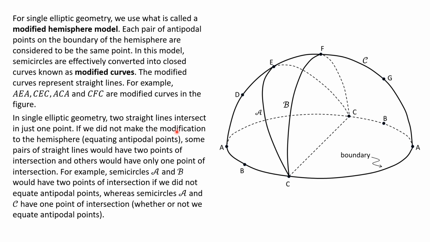If we did not make the modification to the hemisphere model, equating antipodal points, some pairs of straight lines would have 2 points of intersection, and others would have only 1 point. So for example, A and B, which I just mentioned, would have 2 points of intersection if we didn't equate the two antipodal points. Whereas A and C, this one here and A here, would just have 1 point of intersection. That would be the point E here.